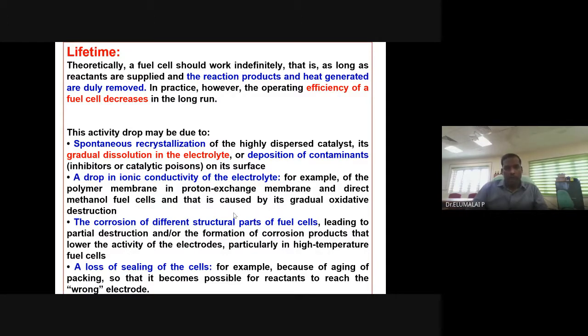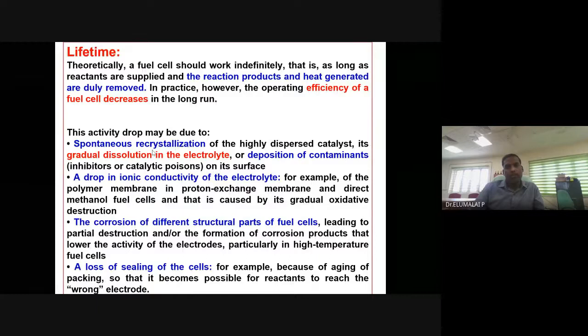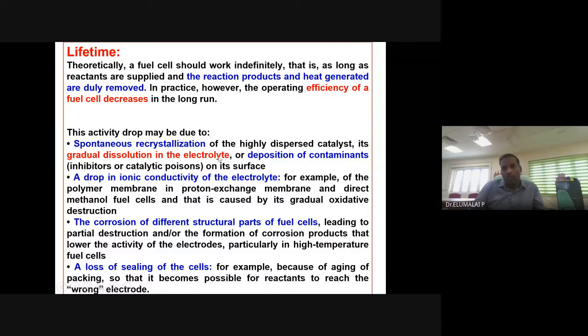Not only recrystallization is a reason for decreasing the lifetime of a fuel cell; some catalyst may undergo dissolution in the electrolyte. The electrolytes are either acid or base. In the case of a solution-based fuel cell, it might undergo degradation, dissolution. Catalyst may be lost, will not be available to decompose or oxidize the fuel. Maybe at the same time, the cathode also. Not only dissolution is a problem, it will also deposit on the pores.